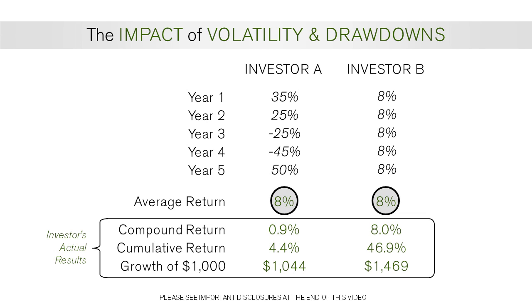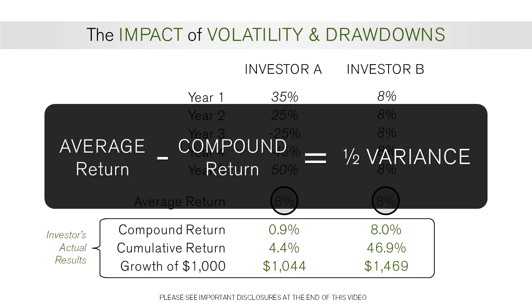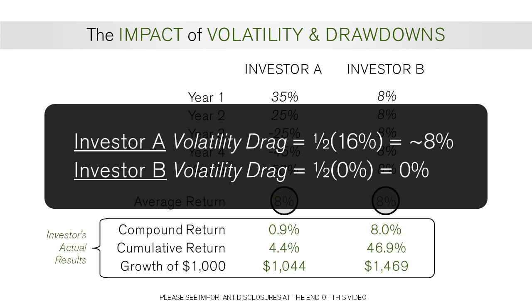The difference between an investor's average return and their actual compound return is known as volatility drag, and it can be estimated as roughly 1/2 of portfolio variance. In other words, the higher the variance of your returns, the less money you will make over time, all else being equal. In our example, Investor A's return stream had a variance of about 16%, leading to a volatility drag of roughly 8% annualized, while Investor B experienced no variance and therefore no volatility drag between their average and compound return.